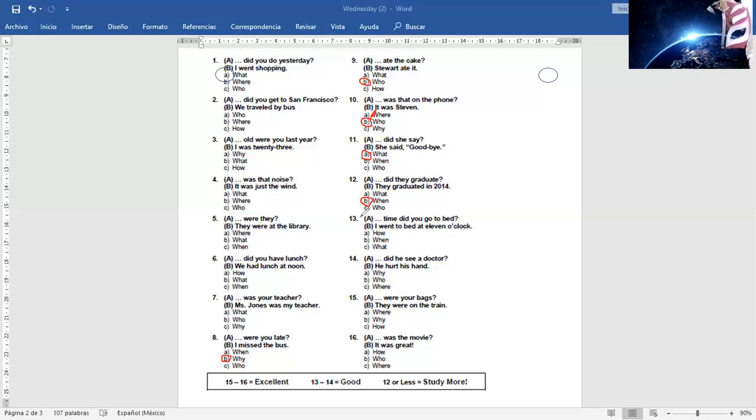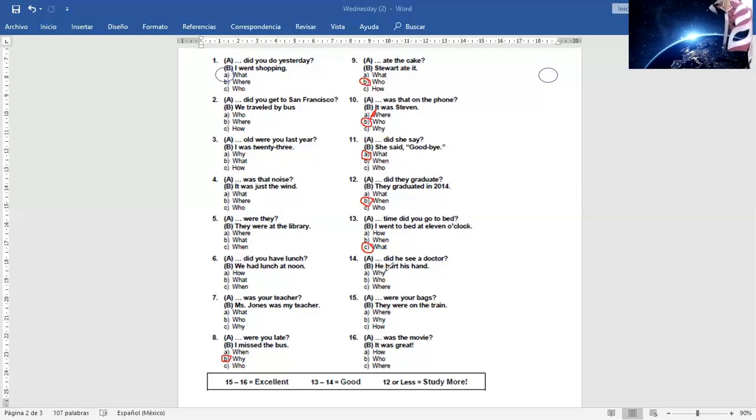All right, number 13: how, when, or what time did you go to bed? I went to bed at 11 o'clock. So it's what time? What time did you go to bed? ¿A qué hora te fuiste a la cama? I went to bed at 11 o'clock. Me fui a la cama a las 11 en punto.